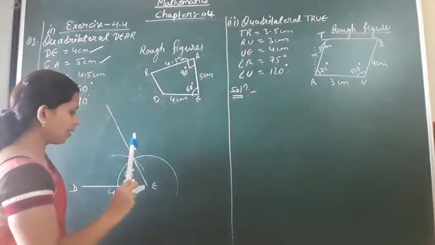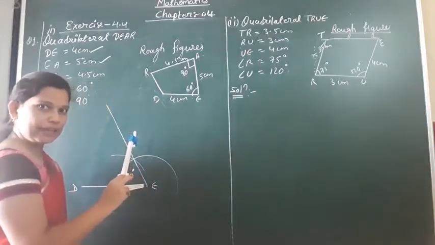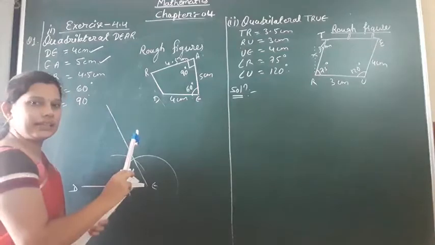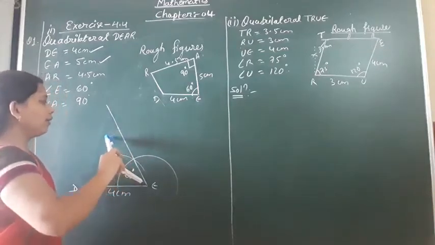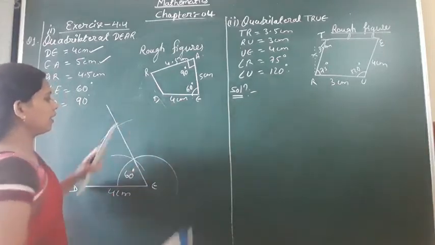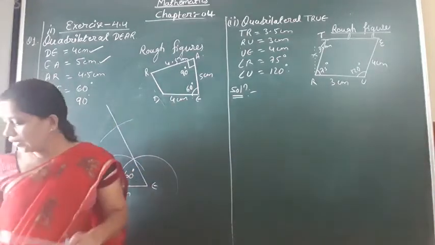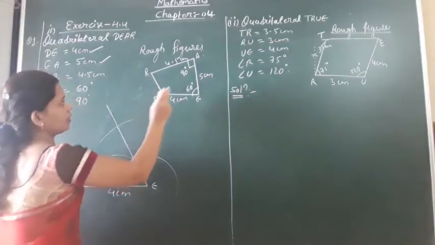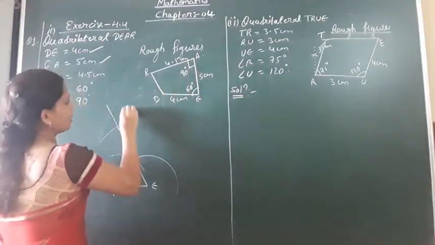Keep the needle of the rounder at point E and draw an arc. Keeping the needle there, draw an arc so that it intersects the line. Clear here? So we got an intersection point, which we will mark as A.